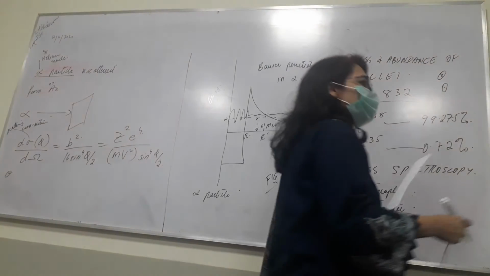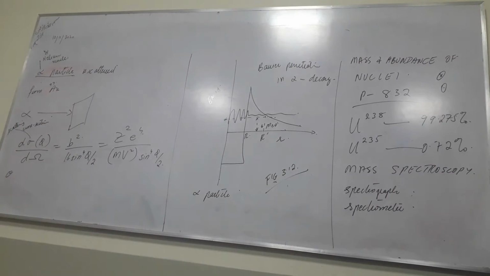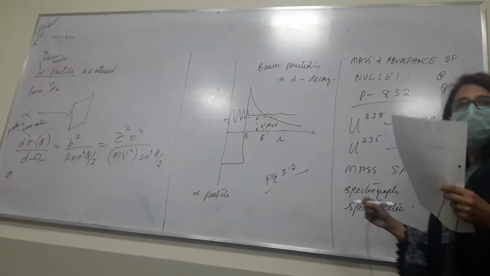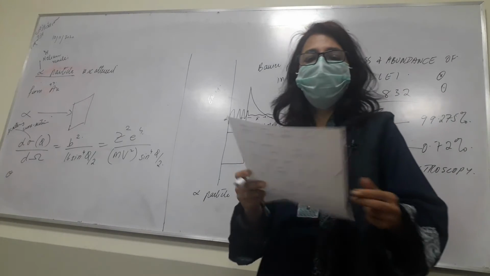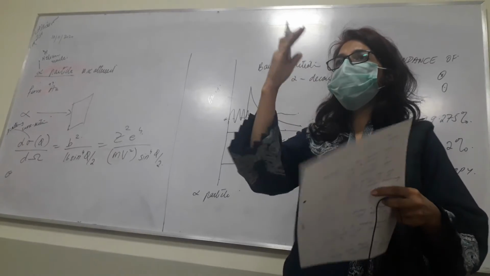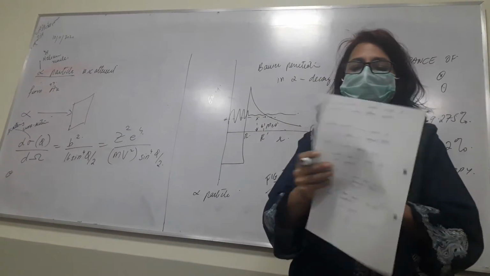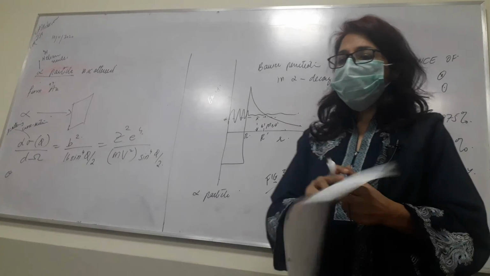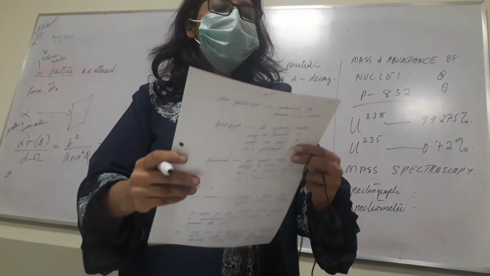So, this is a representation of how ions, which are charged particles, can be deflected with the help of a magnetic field, and with the help of the deflection, you can distinguish between the masses from the graph that you obtain, right.